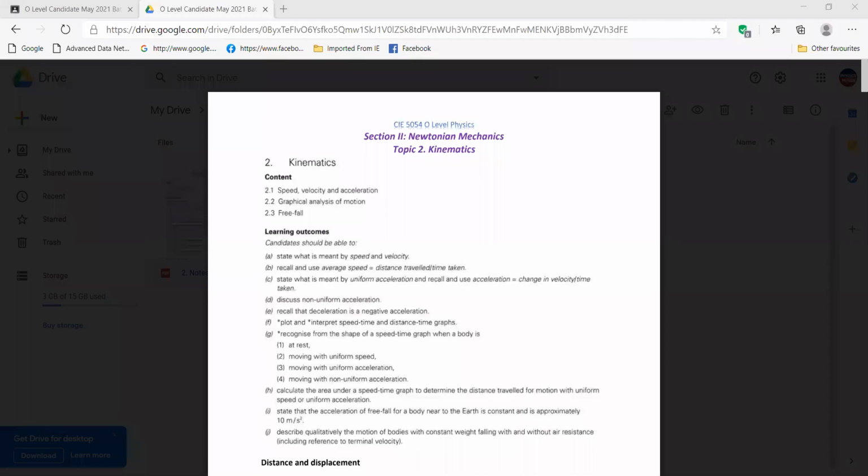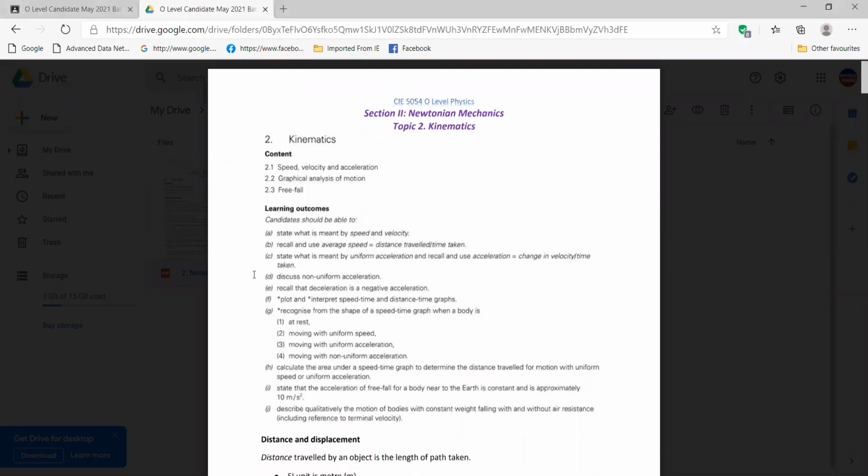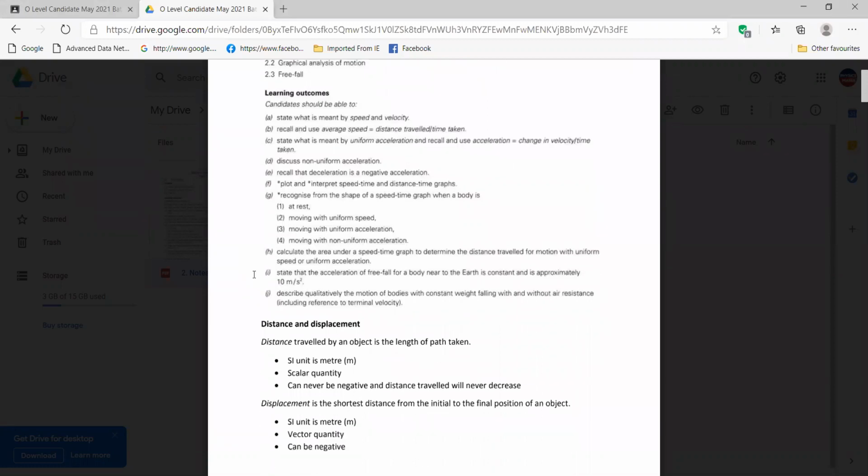So it's topic 2, kinematics, right? Yes, sir. You can see the screen. Yes, sir.